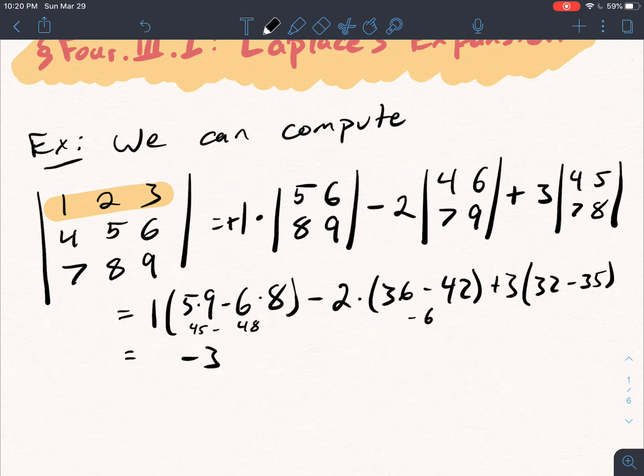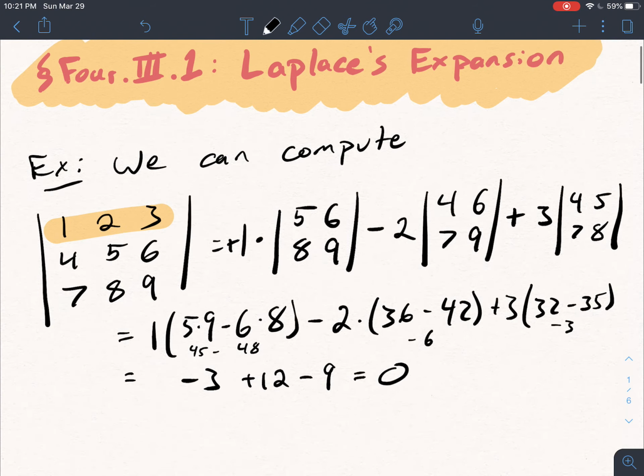This term right here is -6, and I'm multiplying that by -2, so I'm going to add 12. And then this last term right here would be -3 times 3, so I have -9 right here. And so this sum is equal to 0, and so I can say that my determinant is equal to 0. Okay, cool.